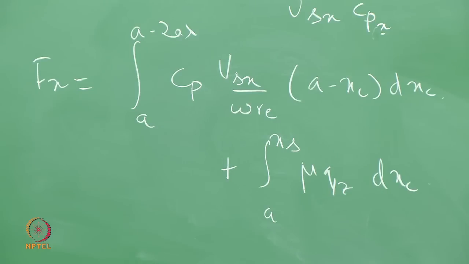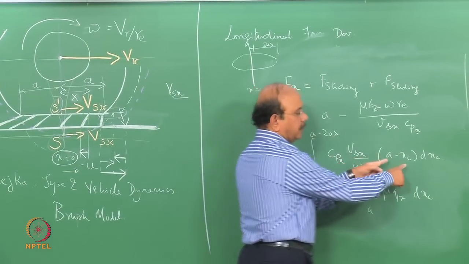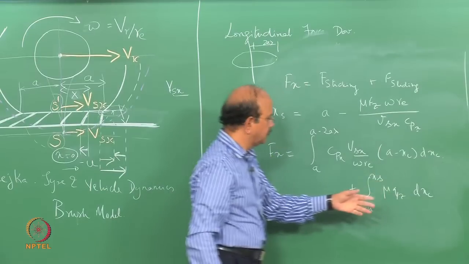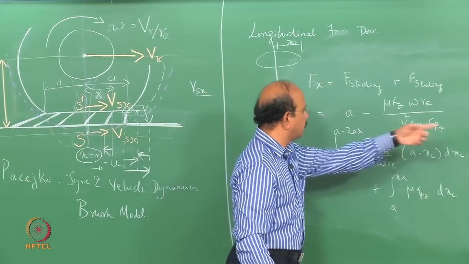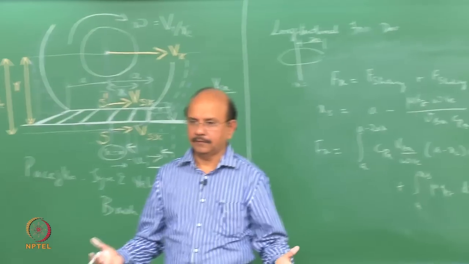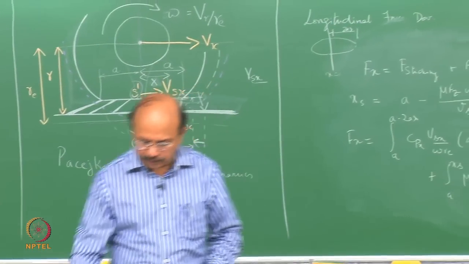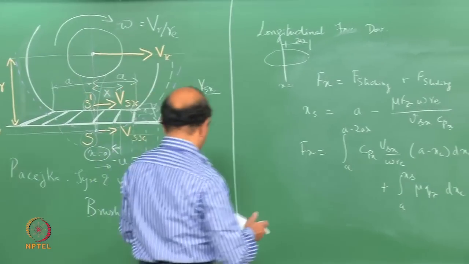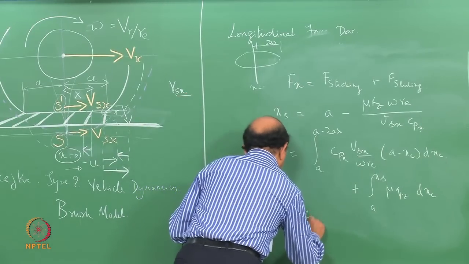What is it that I did? Simple, Cpx sigma m minus xc dxc divided, plus this one. And xs I've got from these expressions. That's all. Right? Integrate this and I'm giving you a final expression. Okay? I'm not going to do the integration. It's not a very difficult integration.